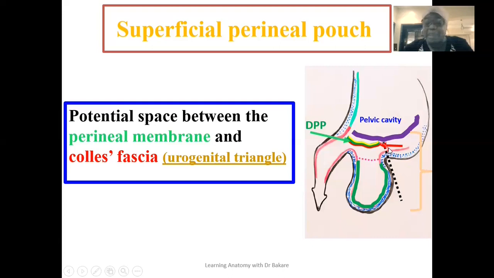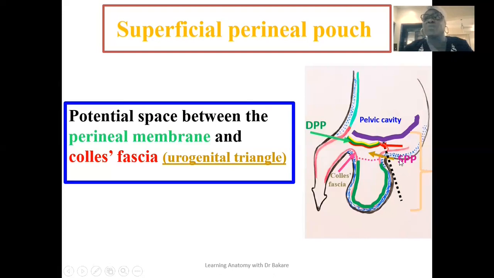Between the perineal membrane and also the Colles fascia that is arrowed here at this point is where we then have the superficial perineal pouch. So this is where we have the superficial perineal pouch here. And it is the superficial perineal pouch because it is a pouch that is located superficially within the perineal space, just as the name implies.